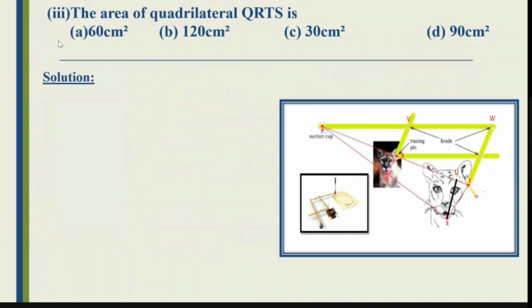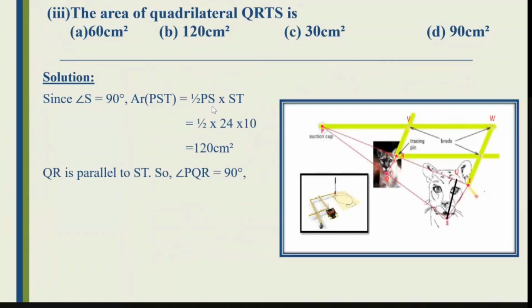Now what is the area of triangle PST? Since angle S is 90 degrees, the area of PST comes out to be half of PS into ST. PS was 24, ST was 10. So the area of PST comes out to be half into 24 into 10, which is equal to 120 centimeters square. Now let us find out the area of PQR. PQR is also a 90-degree angle. So the area of PQR will be half of PQ into QR. Now PQ is equal to 12, QR is equal to 5. So the area of triangle PQR comes out to be half of 12 into 5, which is equal to 30 centimeters square.